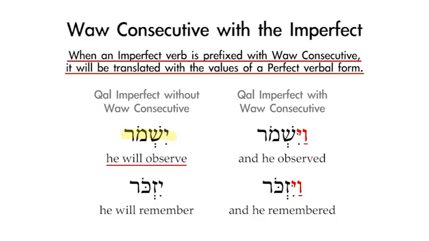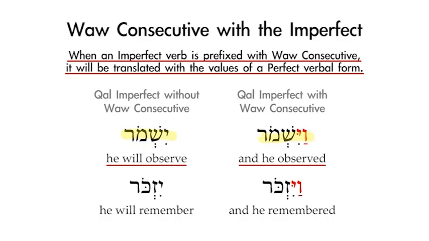Over on the right, you see wayishmor. It's the exact same verb. However, you can see now it's prefixed with the waw consecutive. The waw consecutive consists of the conjunction waw, a patach, and a dagesh forte in the first consonant of the word to which it's prefixed, in this case the imperfect preformative. Note how it's translated, and he observed. It's translated like the perfect verb with a simple past tense, and he observed.